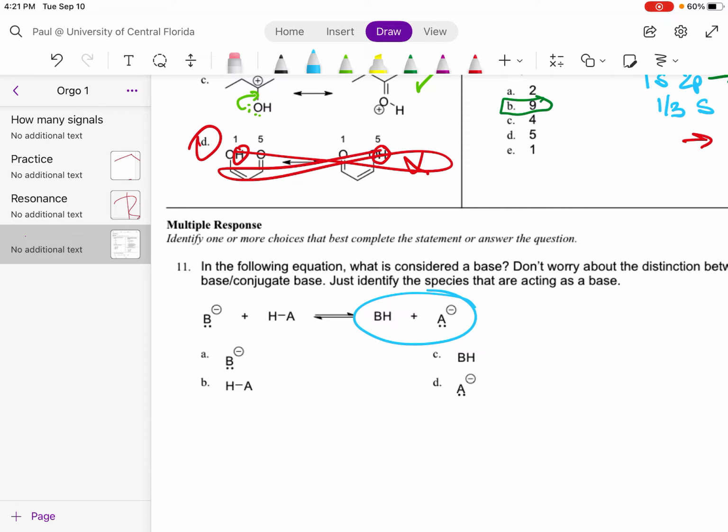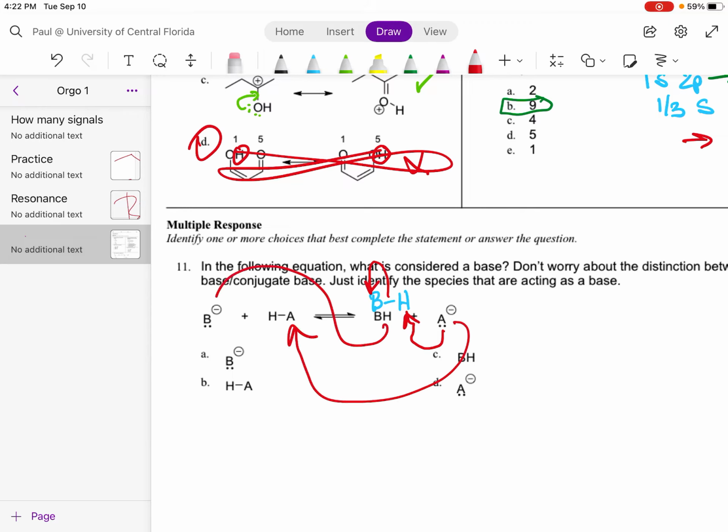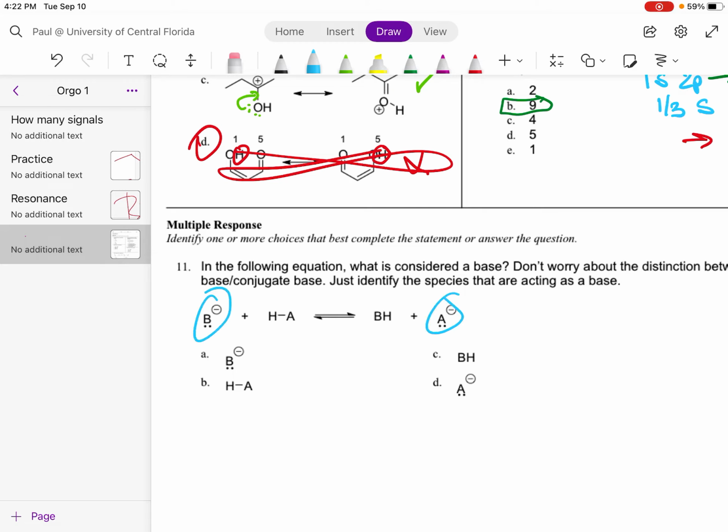How does that work? Well, I'm going to take this BH and expand it out a little bit. What's happening? A- is the conjugate base, which now can come, grab that proton. Then the B-H bond is going to break and put the electrons there. And then that goes to that. And then that goes to that. So the answer to this question then, what are the bases? That guy and that guy. So this has multiple answers.